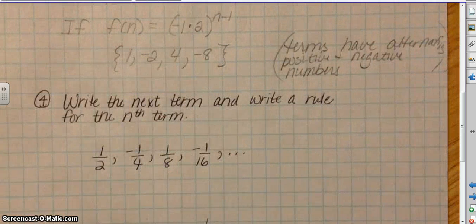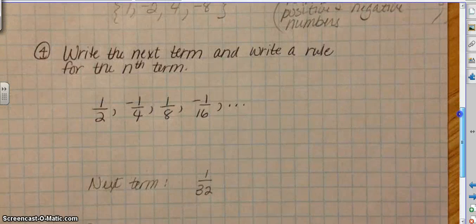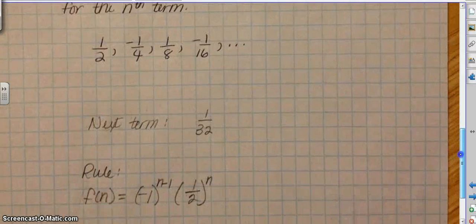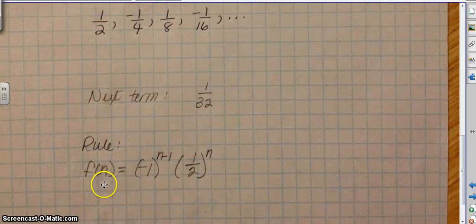Example number 4. Write the next term and write a rule for the nth term. 1/2, -1/4, 1/8, -1/16. Each time I go from one term to the next, I'm multiplying by -1/2. So that would mean that my next term would be 1/32. To get the rule, I'm going to have to find f of n, which is equal to -1 raised to the n minus 1 times 1/2 raised to the nth. I need the -1 raised to the n minus 1 because these terms are alternating between positive and negative.